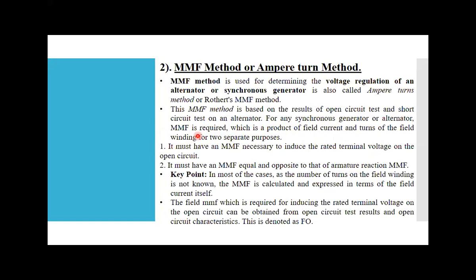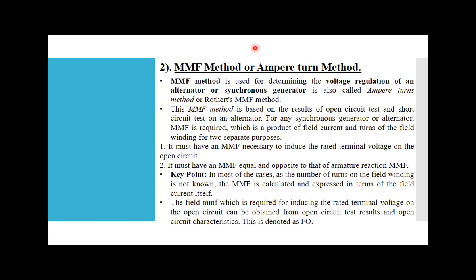Why do we require the MMF? Because MMF will generate the flux. Without flux, no voltage is created. You are aware of that. If you do not have a magnetic field, you are only rotating your armature, and no voltage is generated. When your conductor cuts the magnetic flux, then EMF is produced, by Faraday's law of electromagnetic induction. So to generate the magnetic field, or the magnetic flux, we require the MMF, which is the magnetomotive force.